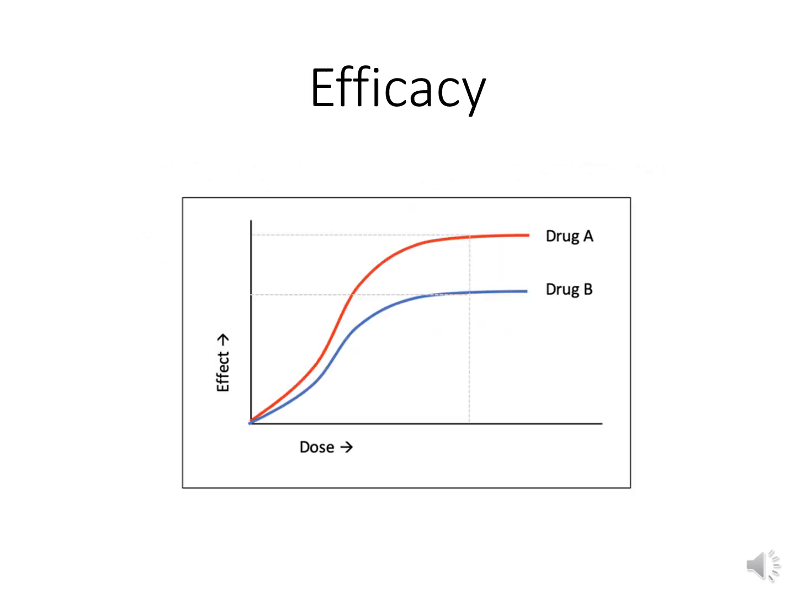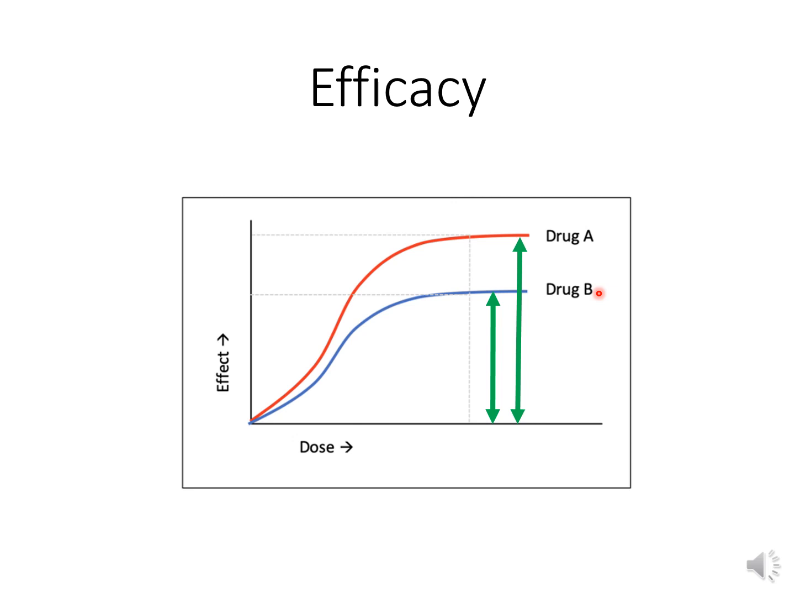On the other hand, to measure efficacy using this graph, we have both drug A and drug B. Here we can see the maximum effect of drug A shown in green, and then we have the maximum effect by drug B, which is shorter than the maximum effect of drug A. In this case, we say drug A has a higher efficacy compared to drug B.